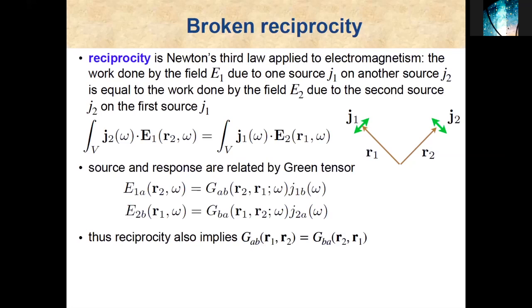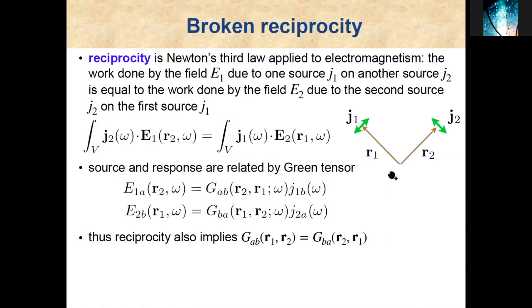So we can also re-express the idea of reciprocity in the language of Green tensors. In this language, reciprocity implies that the Green tensor is invariant under the simultaneous interchange of the subscripts A and B and the positions R1 and R2.